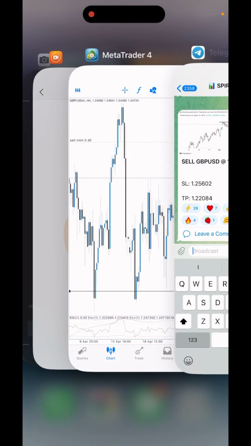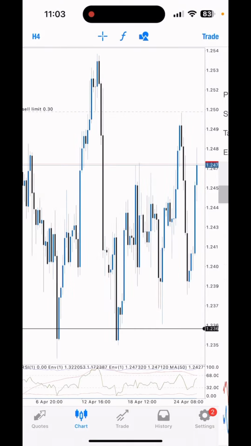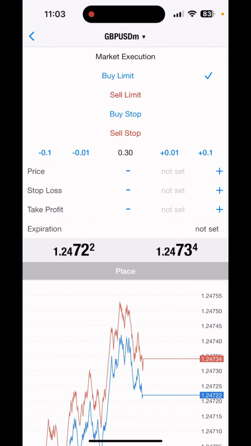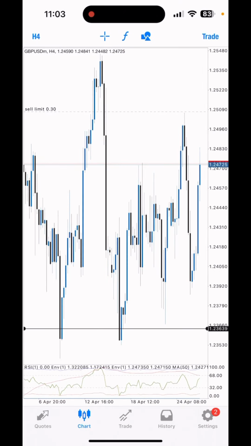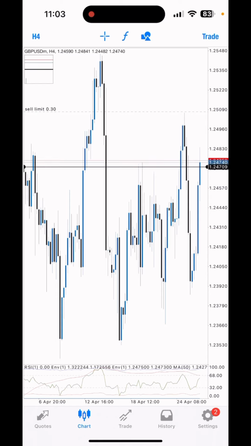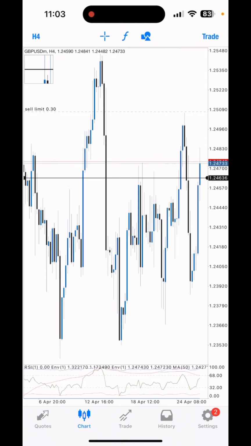Now let me quickly move on to the other one, which is buy stop and sell stop. Now this is it. You tap it. Let's go on buy stop and sell stop. Now let me explain it to you. What is buy stop and sell stop? So let's say, for instance, this is where price is as at now. As you can see, it's moving upward and downward. This is where price is. So let's say, for instance, I feel like price will get to this point. Then once it gets to this point, it will continue to buy.